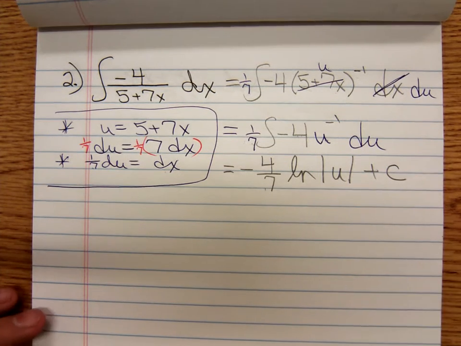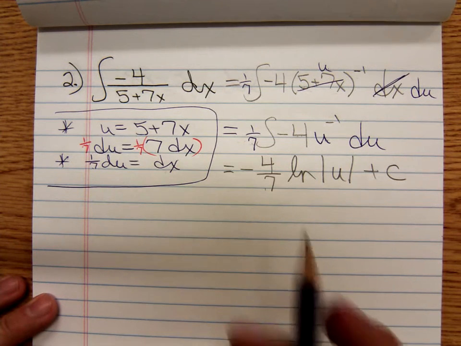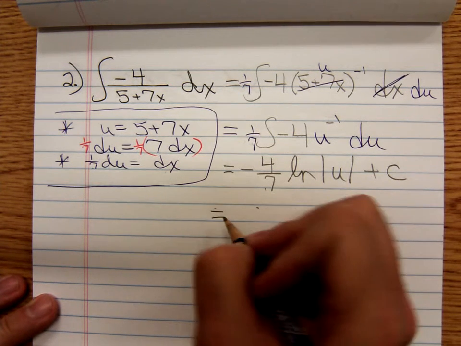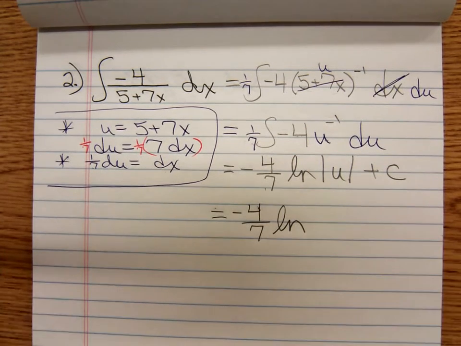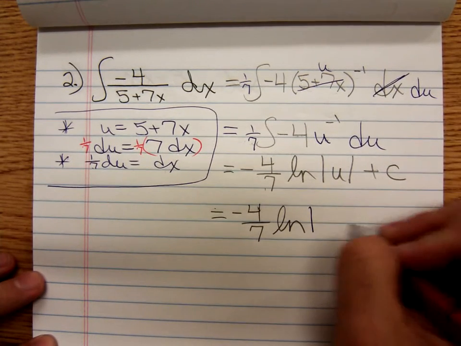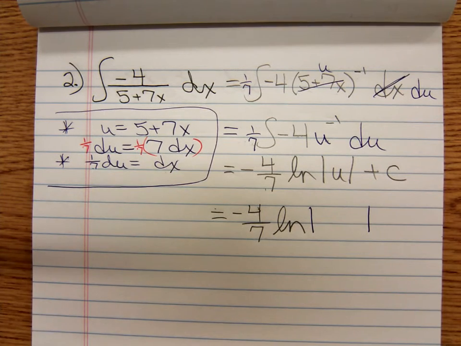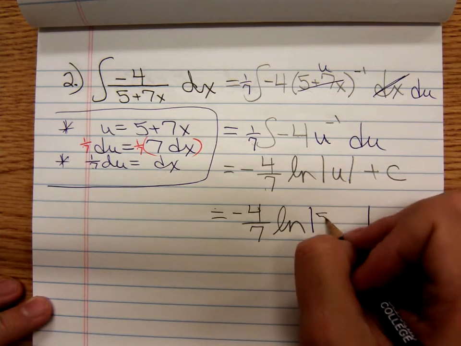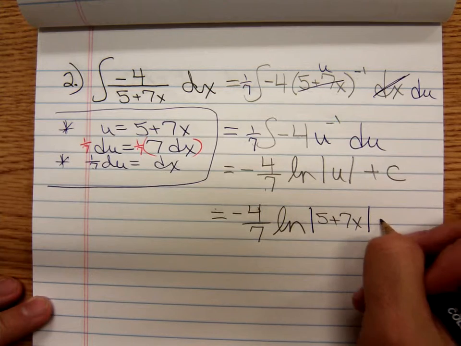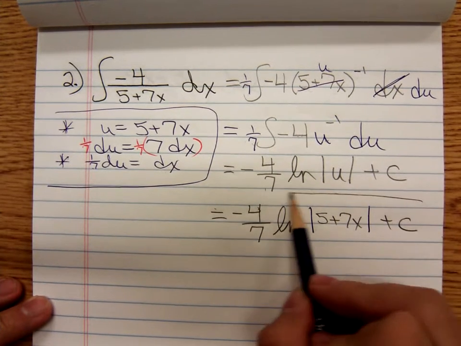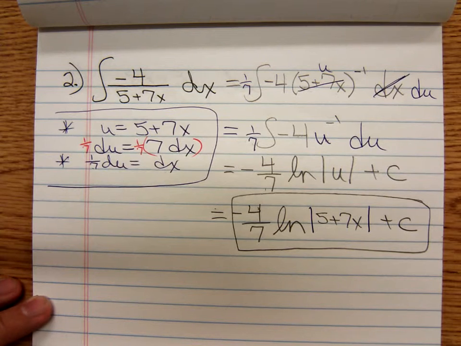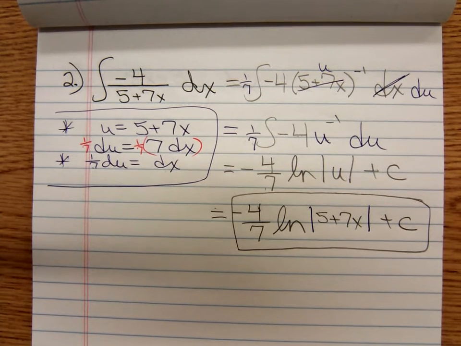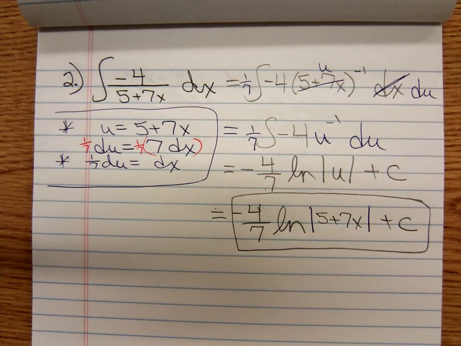And there's only one thing left to do. Get it back in terms of x, so we have a -4/7 times the natural log of the absolute value of 5 plus 7x plus c. For my final answer. Any questions there?